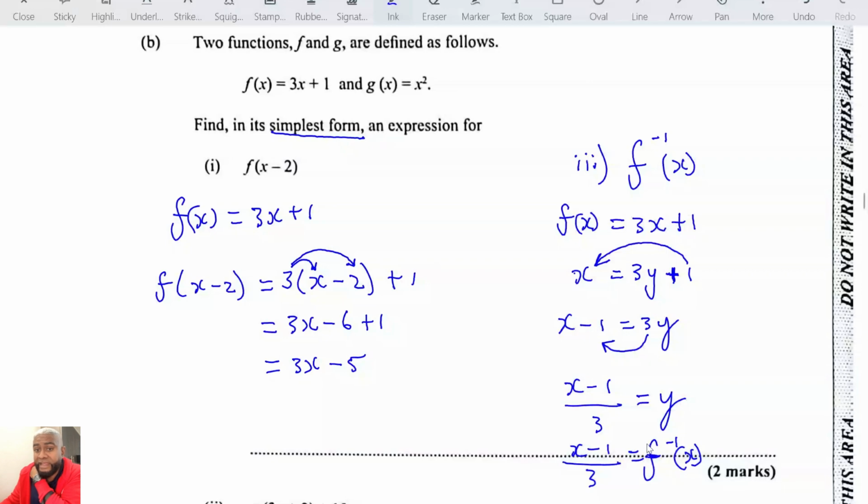Right? This is how you find the inverse of f of x. G of x, same thing. H of x, same thing. Right? Same procedure. Replace f of x with x. Replace x with y. Okay? Everybody good there?